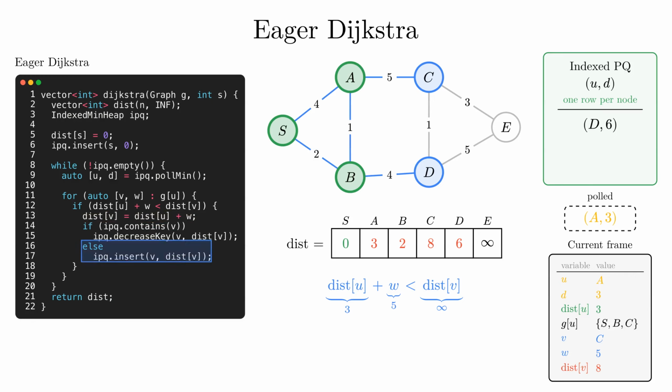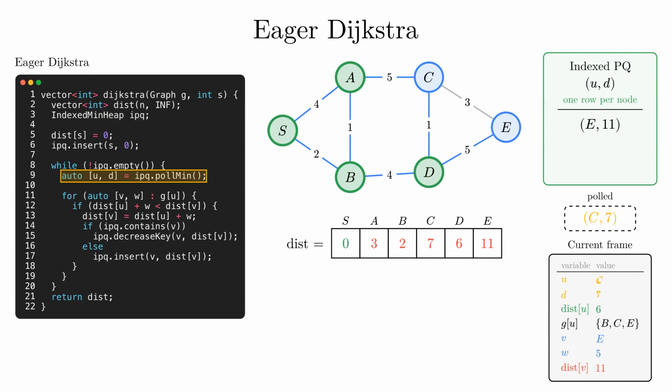The edge to C costs 5, so C is inserted at 8. D comes out at 6 and is finalized. Now the edge from D to C costs only 1. 6 plus 1 is 7, which is better than the 8 we found through A. C is in the queue, so decrease key again. Its row goes from 8 to 7 in place. And the edge to E costs 5, so E is inserted at 11.